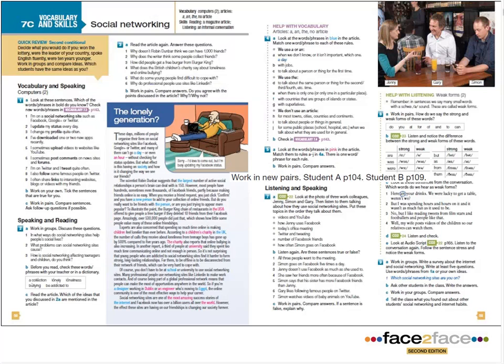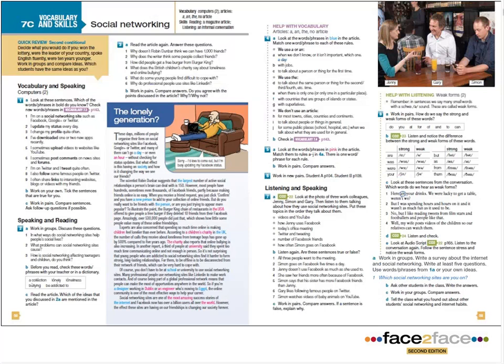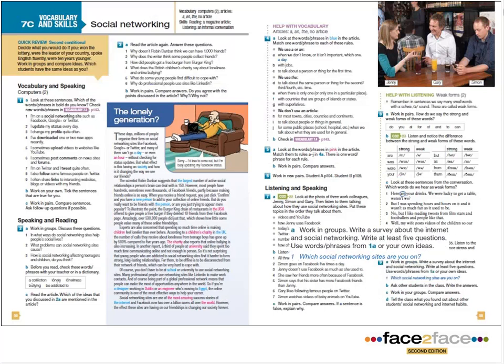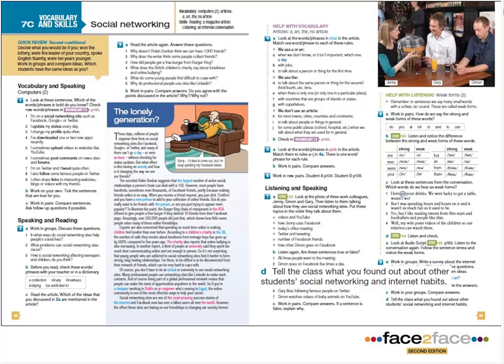Then there's a listening, and again we ask students to explain why answers might be false. And at the end of the lesson, they're in groups writing a survey, which involves a lot of speaking, of course. Then they ask the other students their survey about social networking. Then they work in groups and compare answers. And then they tell the class what they found out. So in that lesson, there are 11 separate speaking opportunities built in throughout the lesson. And it's a strong principle of Face2Face. We always begin and end each lesson with a communicative speaking activity.